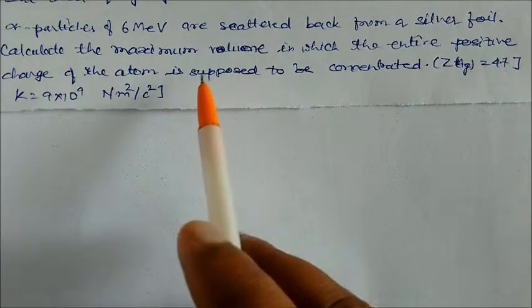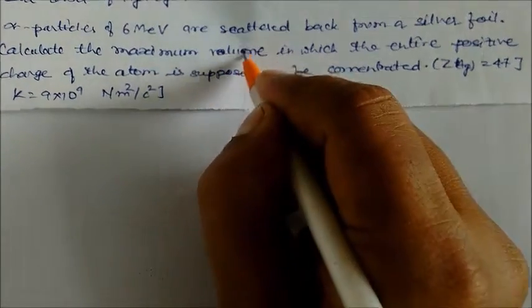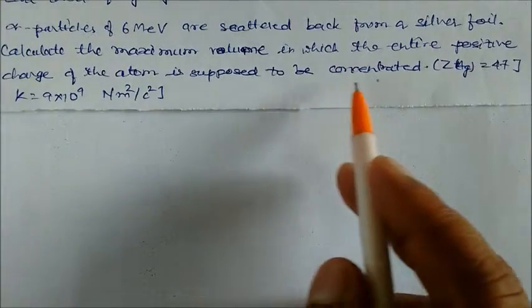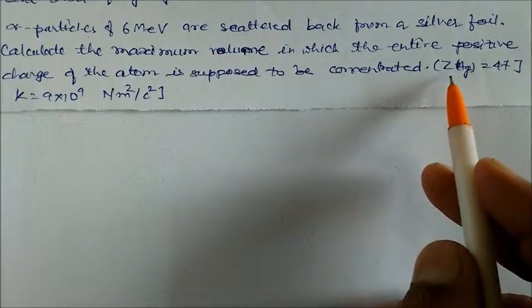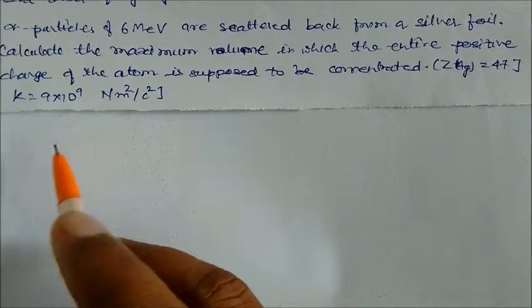This is not value, this is volume. This is the volume in which the entire positive charge of the atom is supposed to be concentrated, and the atomic number of silver is given as 47. K is given, this value that we know very well.